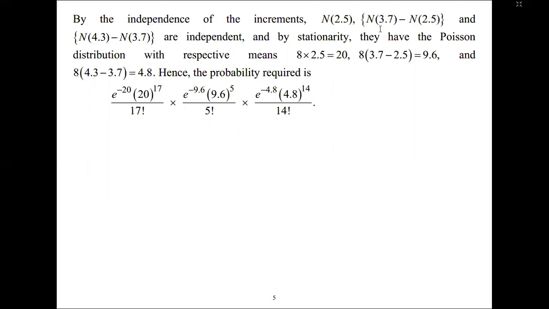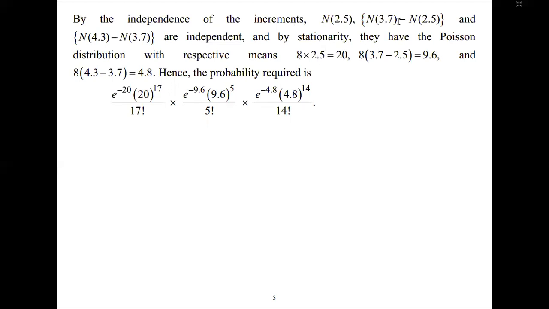So these are independent, and by stationarity, they have Poisson distributions. What is the time interval for the first part? The time interval is 2.5. We say lambda t, so you multiply the t by the lambda. The t is 2.5 and the lambda is 8. So for the first part, the distribution will have lambda equal to 20.